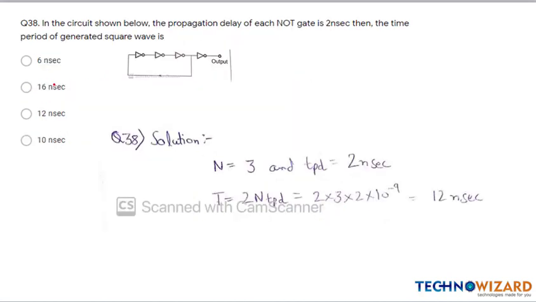Question number 38. This is based upon propagation delay. The propagation delay of each NOT gate is 2 nanosecond. Find the time period of the generated square wave. Now n is equal to 3 and the propagation delay is equal to 2 nanosecond. And the time period will be equal to 2n into TPD. Therefore, this will be equal to 12 nanosecond, which is the correct answer for the generated square wave.